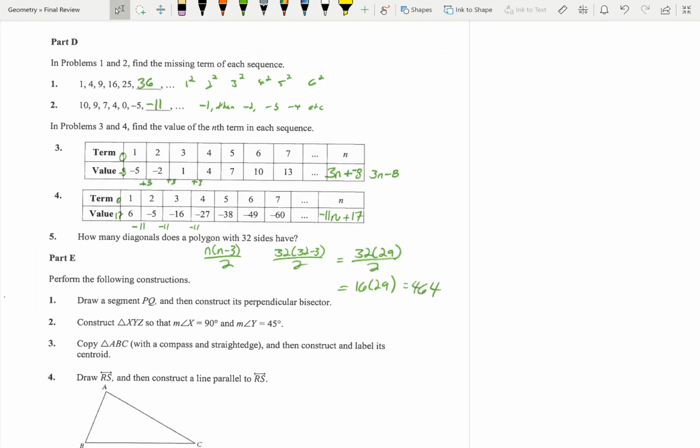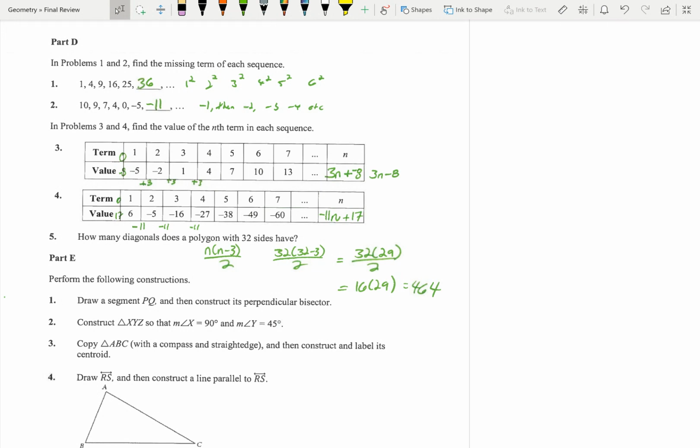So looks like we have 1, 4, 9, 16, 25, and these are all perfect squares. 1 squared, 2 squared, 3 squared, 4 squared, 5 squared, so that would be 6 squared, 36. 10, 9, 7, 4, 0, so 10 minus 1 is 9. 9 minus 2 is 7. 7 minus 3, so every time we're subtracting one more. So 4 minus 4 is 0, and then 0 minus 5 is minus 5, so we go minus 5 minus 6 to get minus 11.